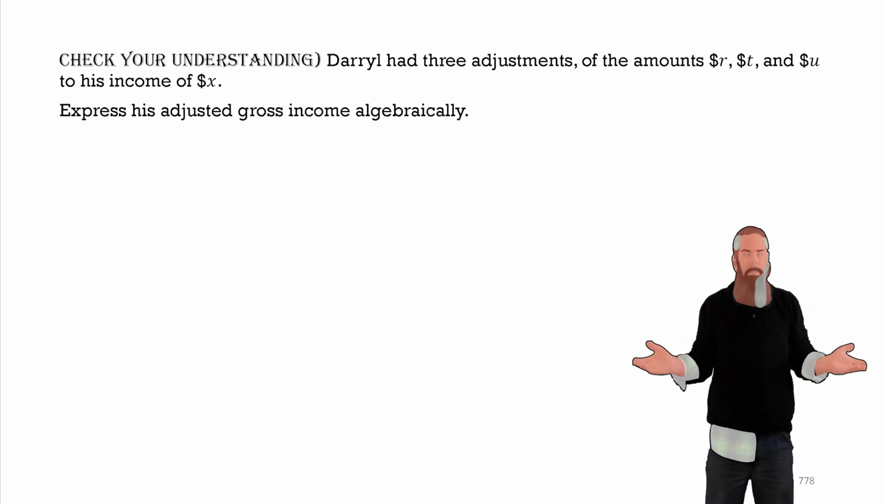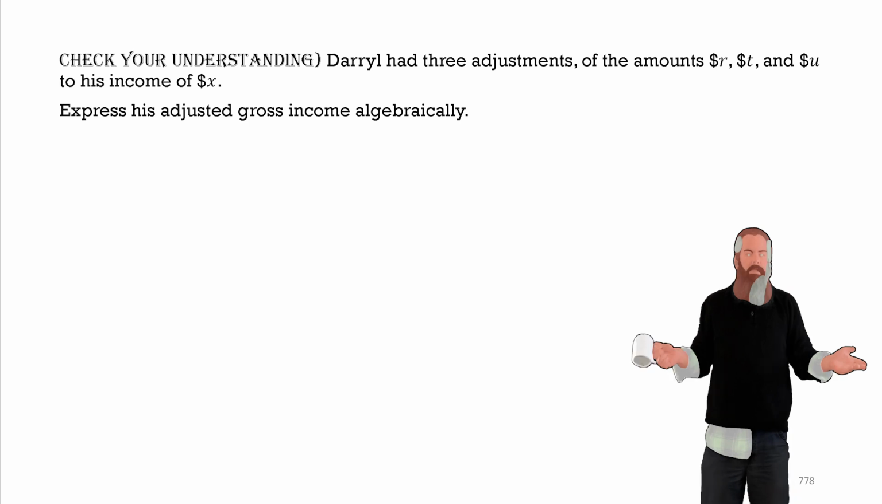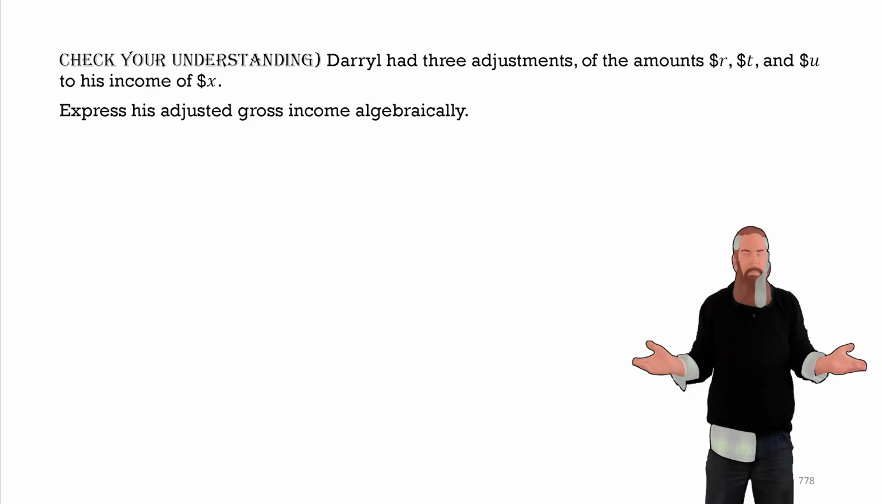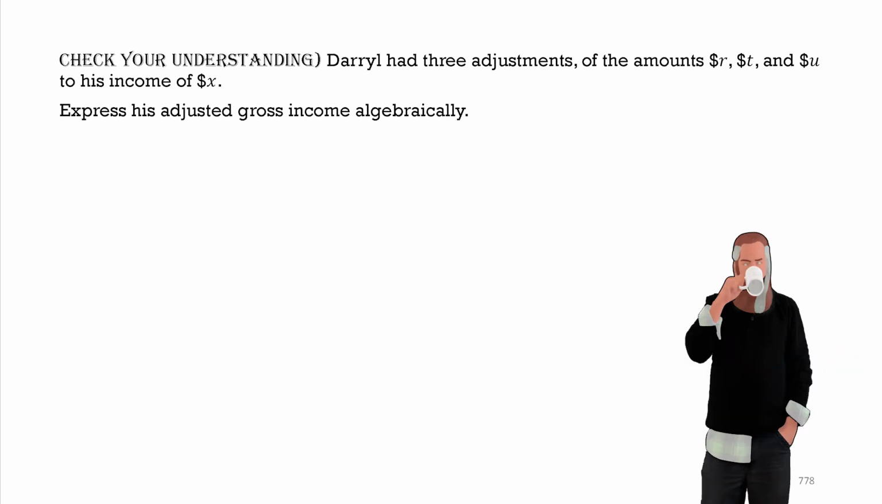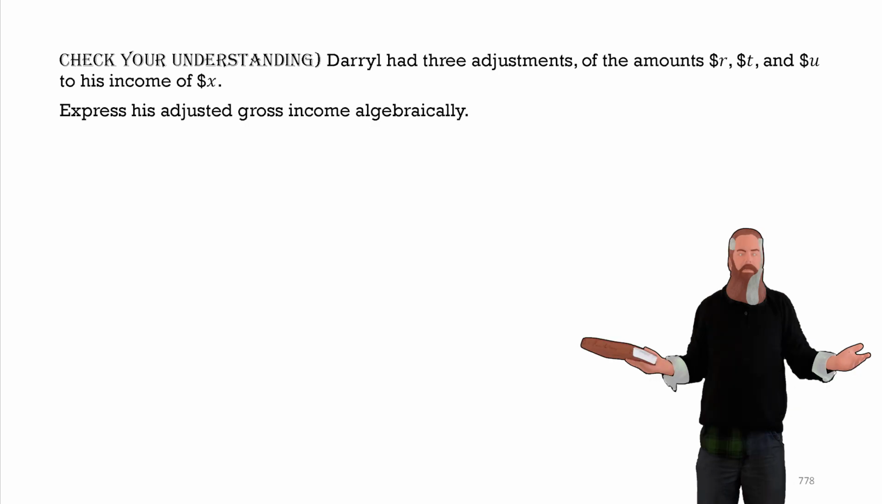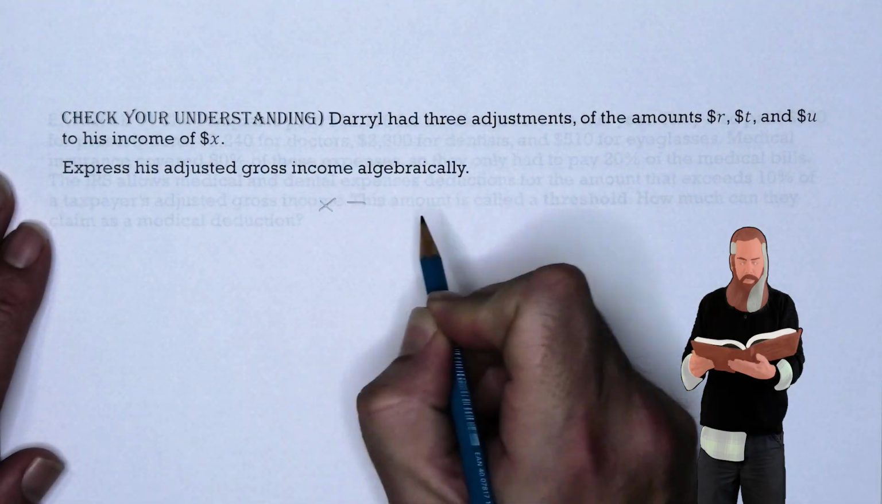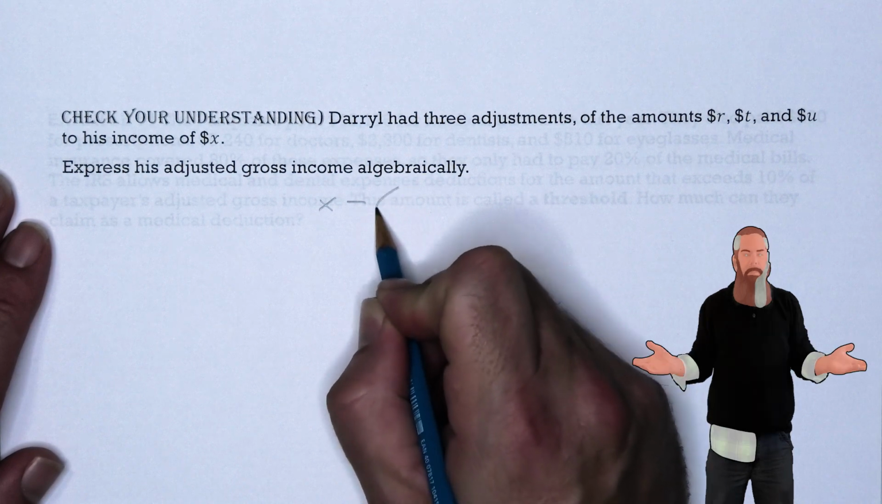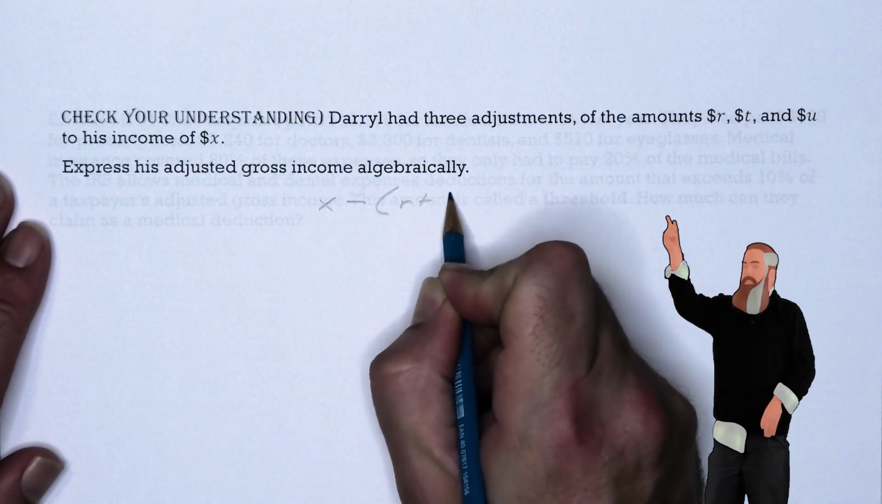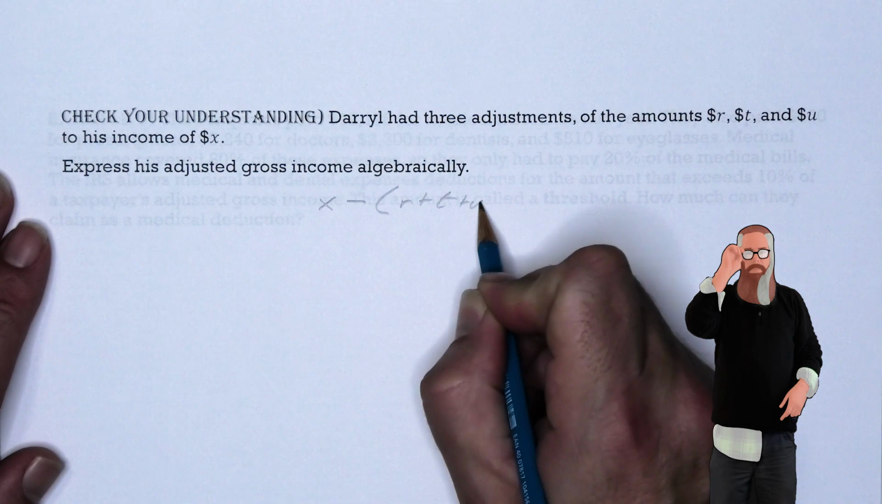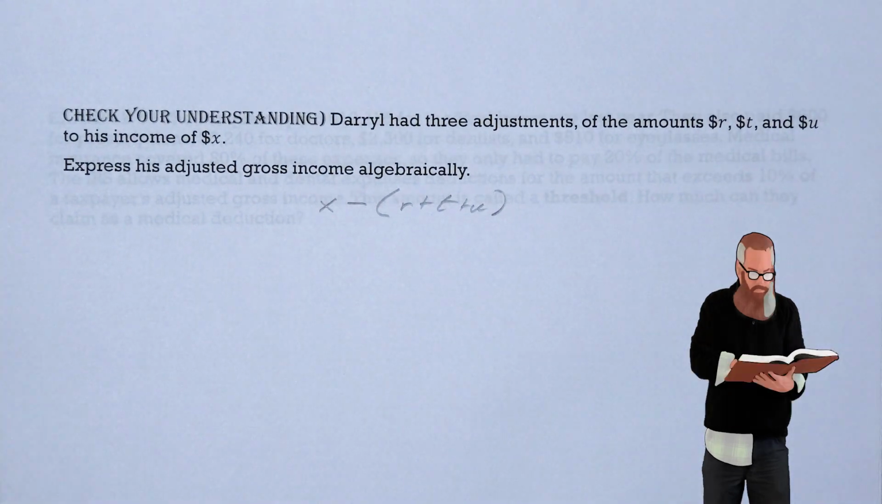Let's check our understanding of this. Daryl has 3 adjustments of the amounts R, T, and U dollars in his income of X dollars. Express his adjusted gross income algebraically. So we know that his total dollars earned was X, and we're going to subtract all of these adjustments, meaning the R and the T and the U. Let's remember that adjustments are tax deductions.